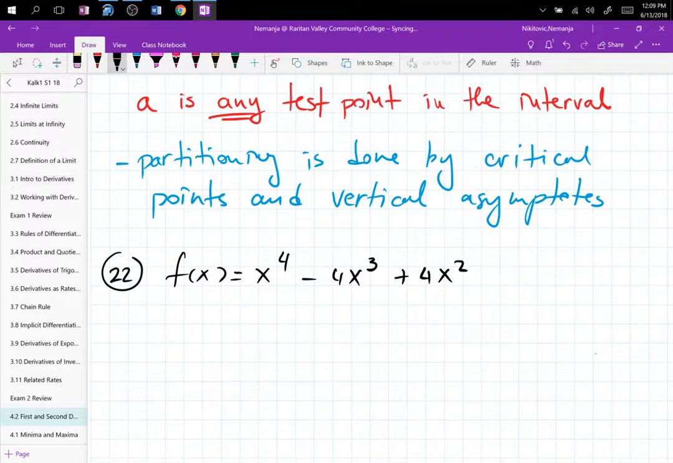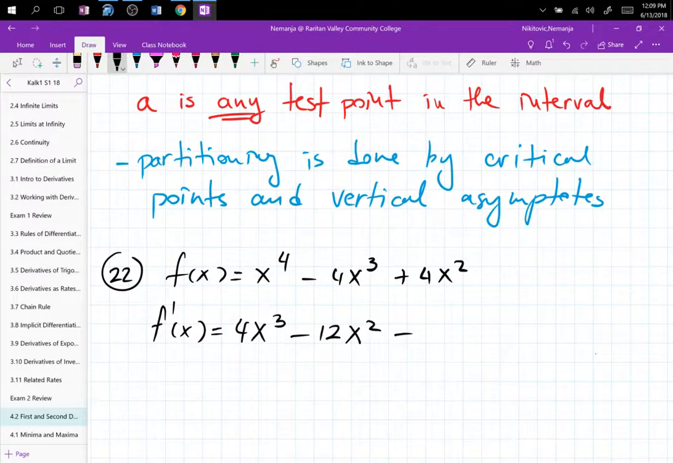All right, so what do I have? Well, I know that in order to do the first derivative test, I need to find the first derivative first, right? So that should be 4x cubed minus 12x squared plus 8x. And I also said that the partitioning is done by critical points. Oh, okay, well, that's procedure from yesterday. Set it equal to 0, find critical points. Great. I can factor out 4x.